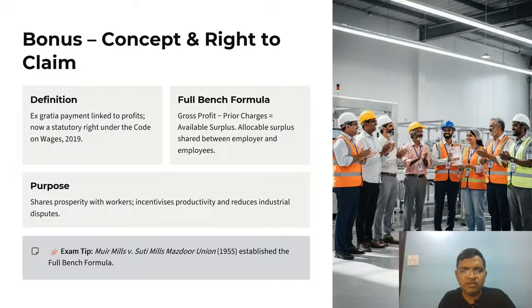As per the examination, you can write Muir Mills versus Sulte Mills Mazdoor Union 1955. It established the Full Bench formula. Here is the Full Bench formula: gross profit minus prior charges equals available surplus. So the allocable surplus is shared between the employer and employee. The profit should not be retained only with the employer, but should be shared with the employees.